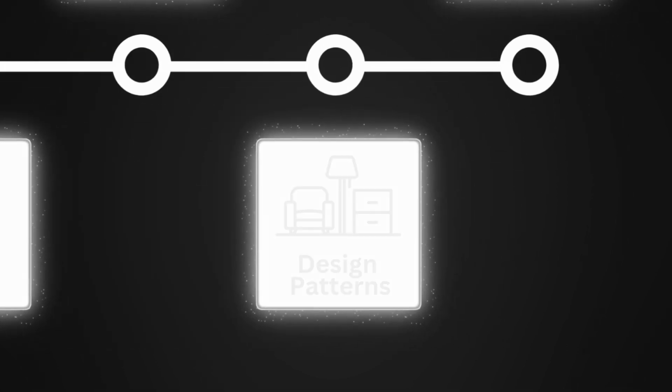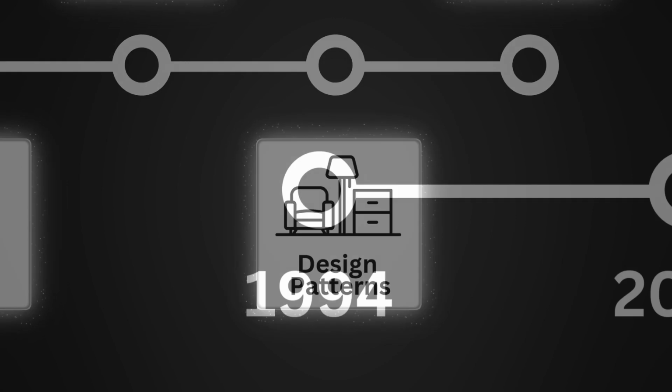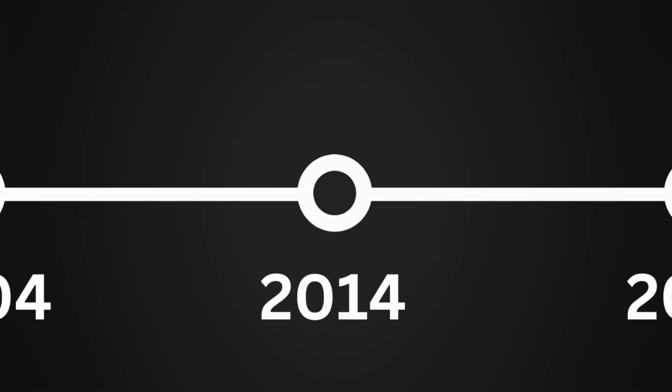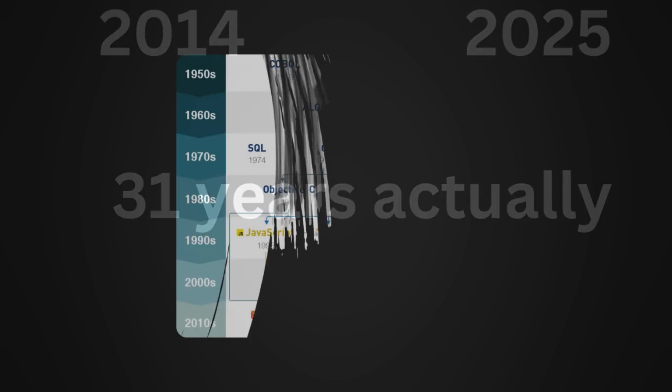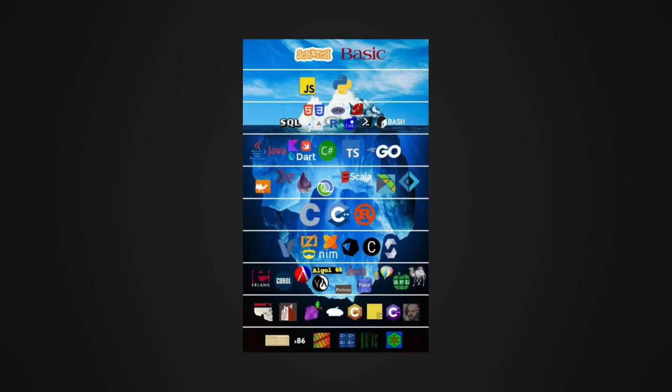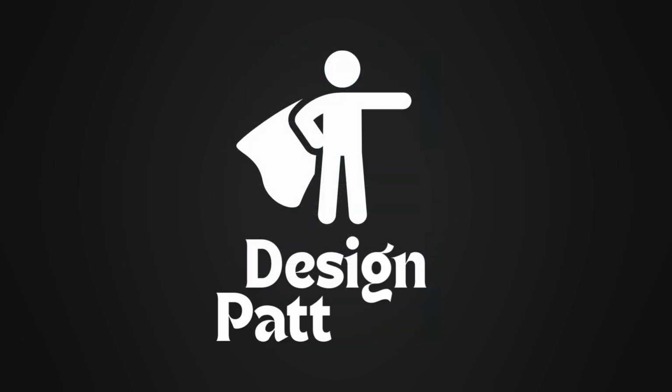Number 4. Applying design patterns. It has been 30 years since the Gang of 4 book on design patterns was published, and the principles it introduced continue to be as relevant as ever. Despite the evolution of programming languages, the rise of new frameworks, and the explosion of technologies, design patterns are still standing. Why is that? Because design patterns address fundamental problems in software design.